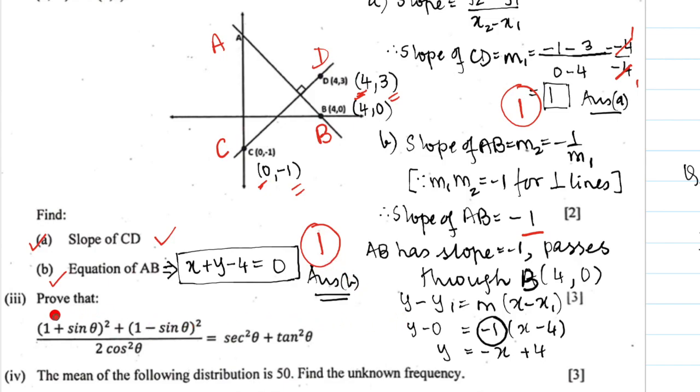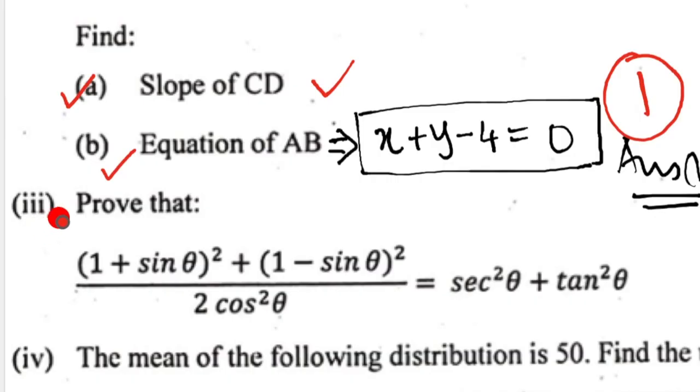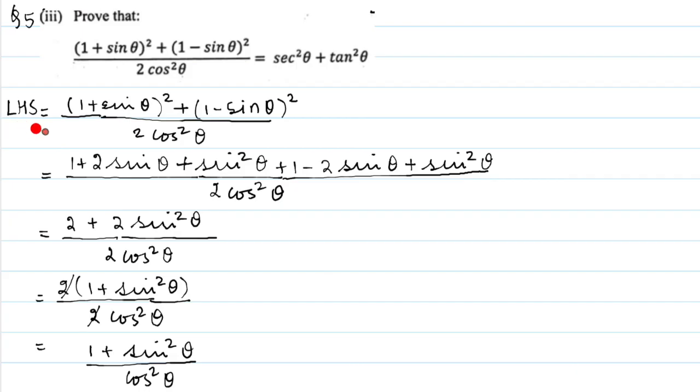Okay, now we come to question number 5, third part. We have to prove this. So we take LHS. LHS is this, we copy as it is. Now we'll keep the denominator as it is and we will expand this. So we use a plus b whole square, that is a square plus 2ab plus b square, which will give us 1 plus 2 sine theta plus sine square theta. Here it will be like a minus b whole square. So 1 minus 2 sine theta plus sine square theta.